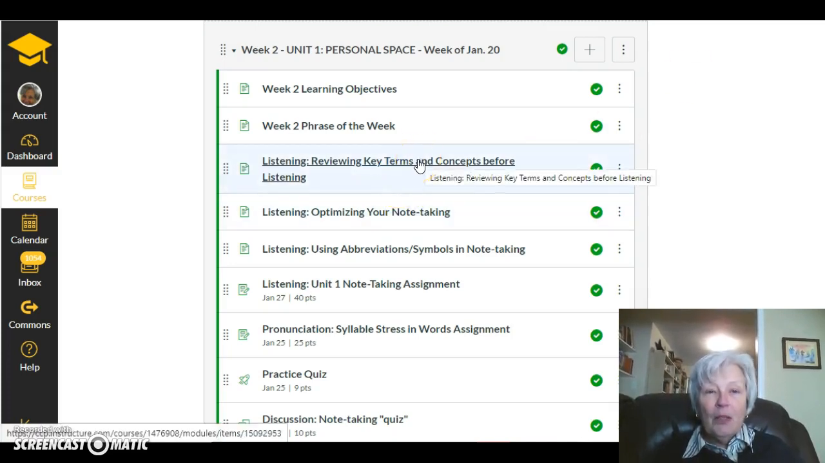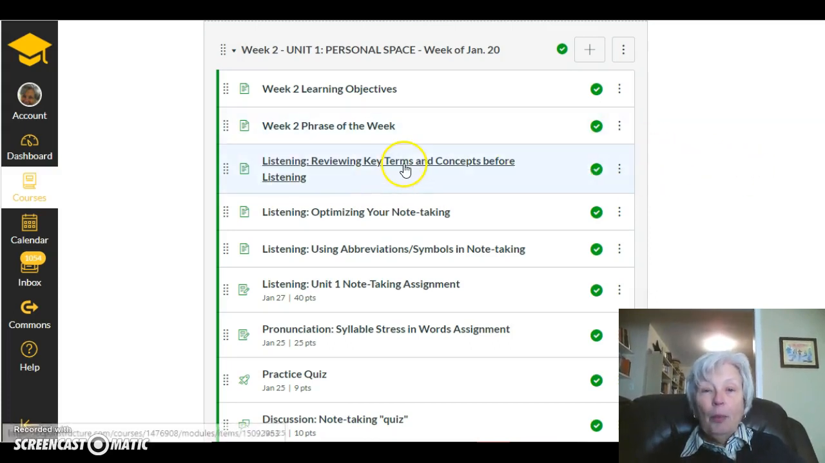So the first one is this page, listening, reviewing key terms and concepts. I don't need to open this page because it's pretty straightforward. Basically, I recommend that before we come to class next week, you review the Unit 1 vocabulary. Those are the key terms. And as for the concepts, you can reread the short reading about personal space around the world, and this will also help prepare you for the lecture. Okay? So, preparing with ideas first.